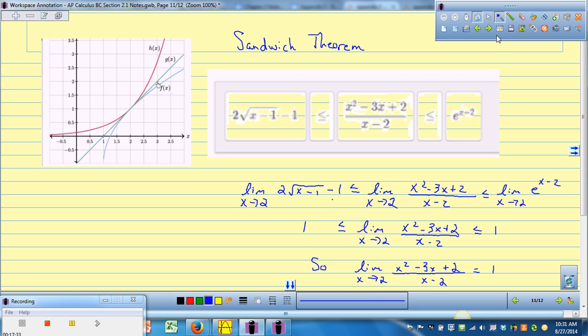Just plug in. So when I plug in here, I get 2 minus 1 is 1, square root of that is 1. So we get 2 minus 1 for 1. And then over here, if I evaluate this limit, 2 minus 2 is 0, e to the 0 is 1. Well, if the limit of this one is 1 and the limit of this one is 1, then what do we know about this one? The limit of that is also 1. So just a basic look at the squeeze theorem.